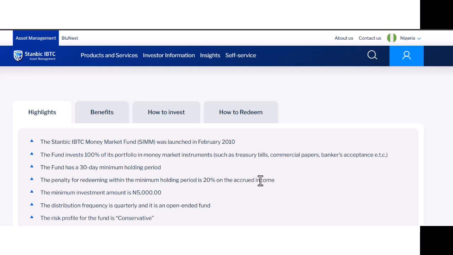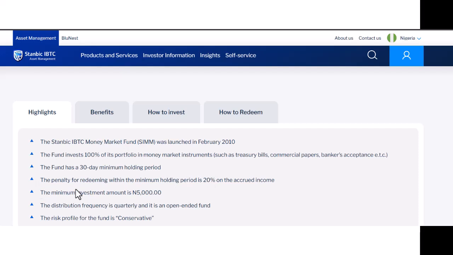All right. So let's say, for example, you put in a million naira now, and before the 30 days is reached, you want to withdraw the money. All the interest you made within that 30 days, they are going to remove 20% out of it, right? But after that 30 days, they are not going to charge you any amount.